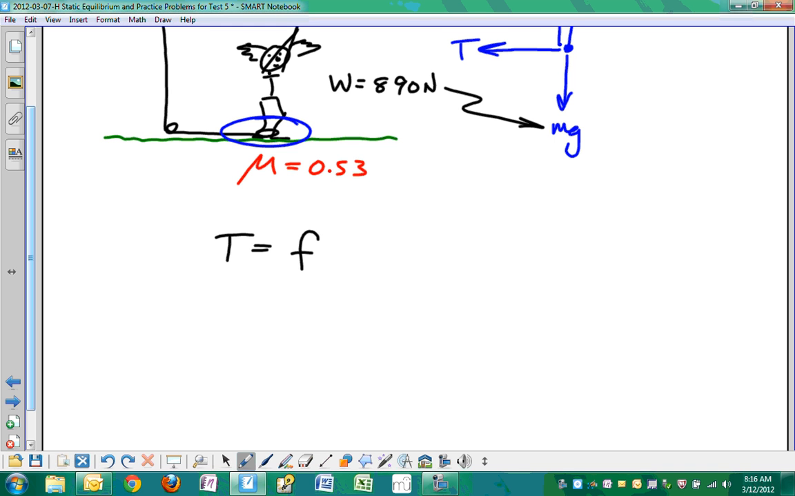What kind of friction is it, by the way? It's static. Could you tell, because I hadn't written it yet? Ooh, it's all in pieces. All right. So solve for this.